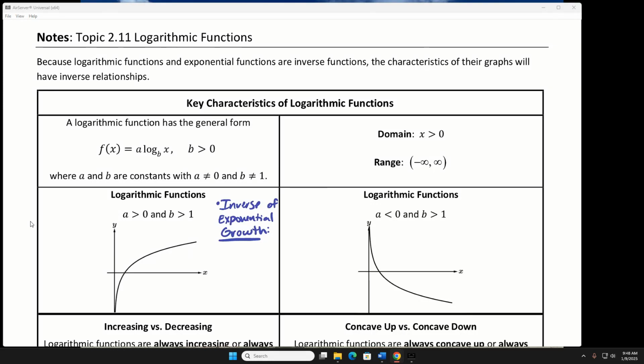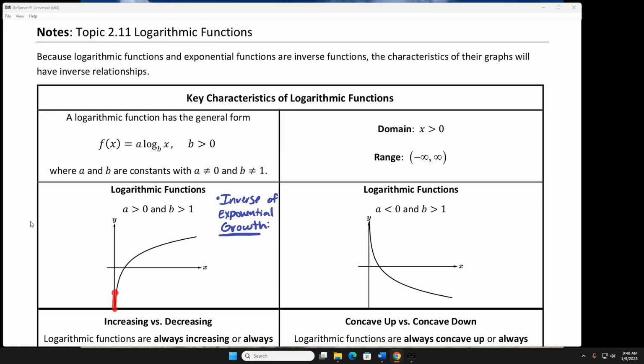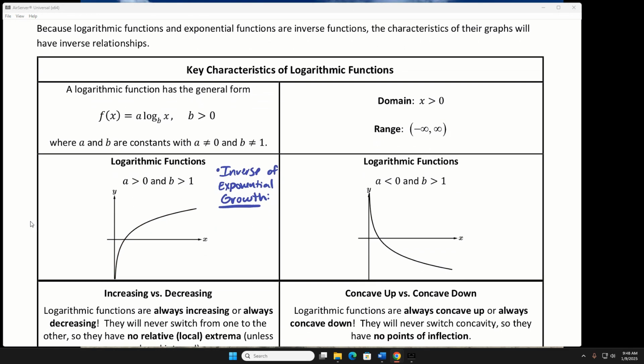Okay, so just recap real quick. So the domain, you take the argument and say that it's greater than 0. The range is never going to have any restrictions. When the graph looks like this, A is positive and B is greater than 1, and it is the inverse of exponential growth.